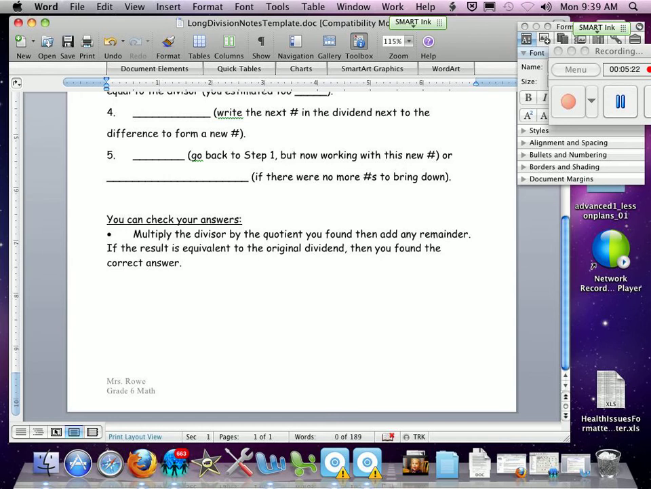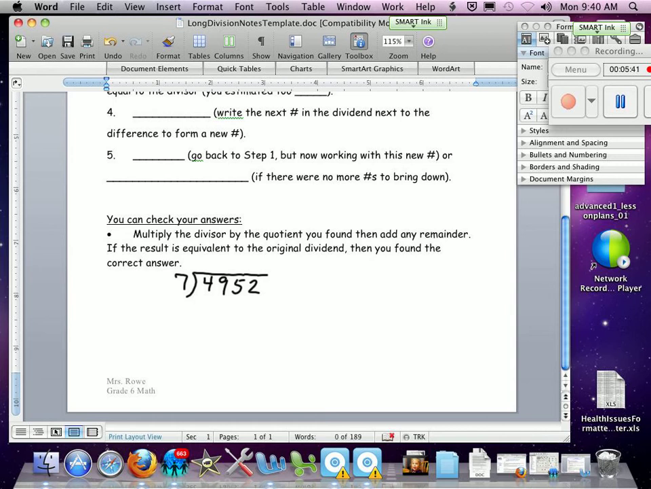So we're going to do a problem over here. We're going to divide 7 into 4,952. You don't want to write it really large because we're going to need to fit it in this space. Go 3 digits down.